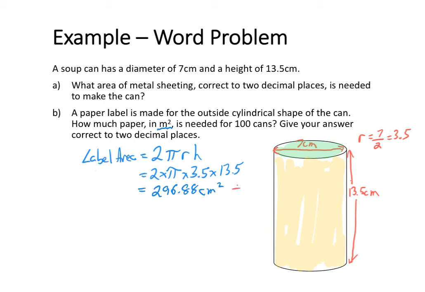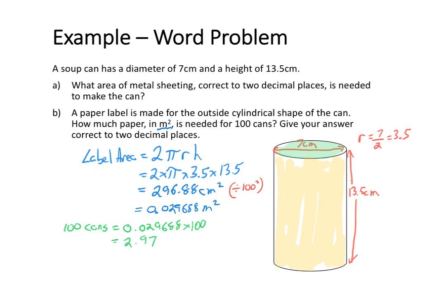And we do that by dividing it by 100 squared. So the area of one label is going to equal 0.029688 meters squared. And the question asks us to calculate the value for 100 cans. So we can do that by timesing that answer by 100. So 100 cans equals 0.029688 times 100, and that is going to equal 2.9, rounding up to 7.